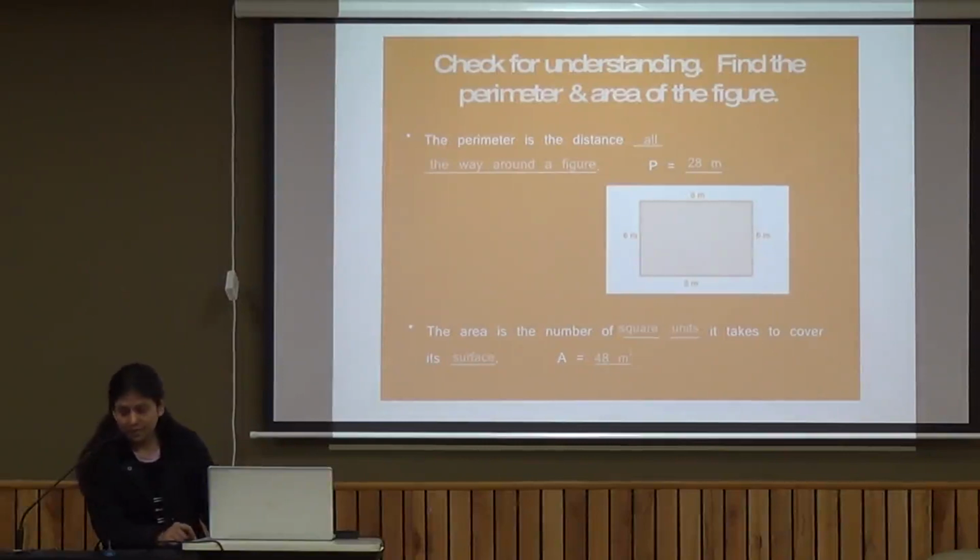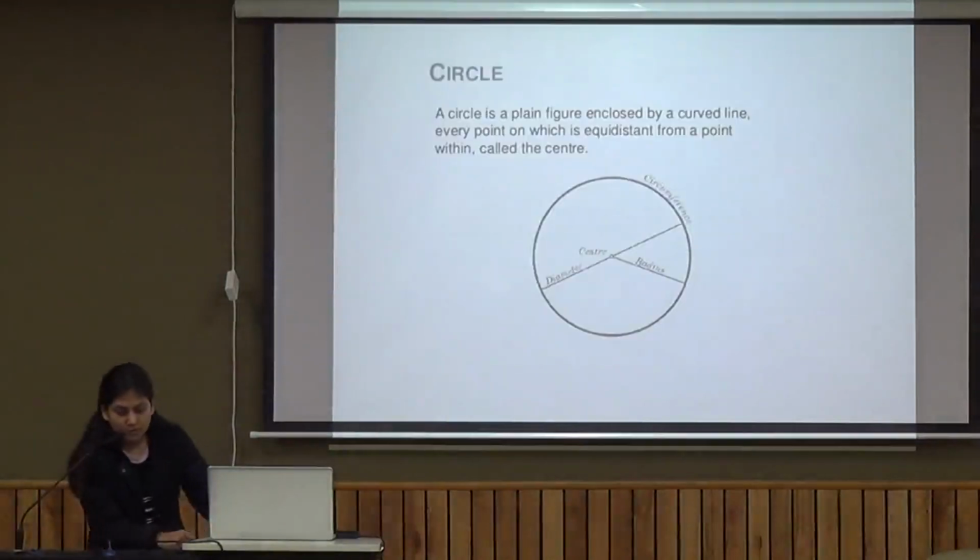Now, the area of a rectangle, we have just seen that it is equal to length into breadth. Here the length is 8 meter and breadth is 6 meter. Therefore, the area becomes 48 meter square. Now, coming on to circle.